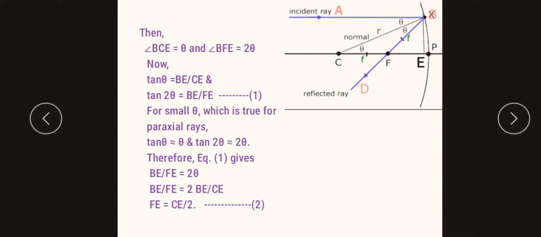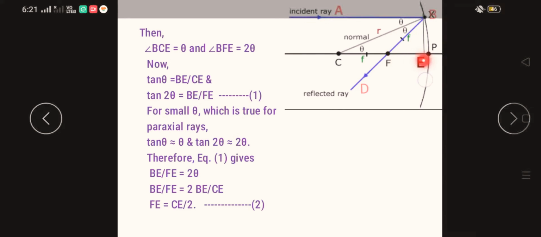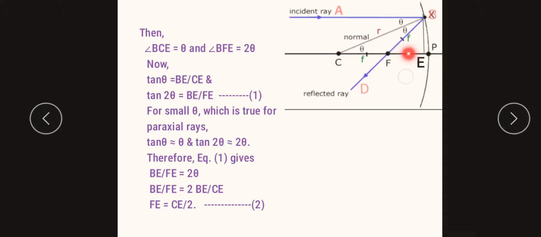And in the triangle BFE, tan 2 theta is equal to what? Tan 2 theta is equal to opposite divided by adjacent. Opposite is BE, adjacent is FE. Hence, tan 2 theta is equal to BE divided by FE. This is considered as equation number 1.